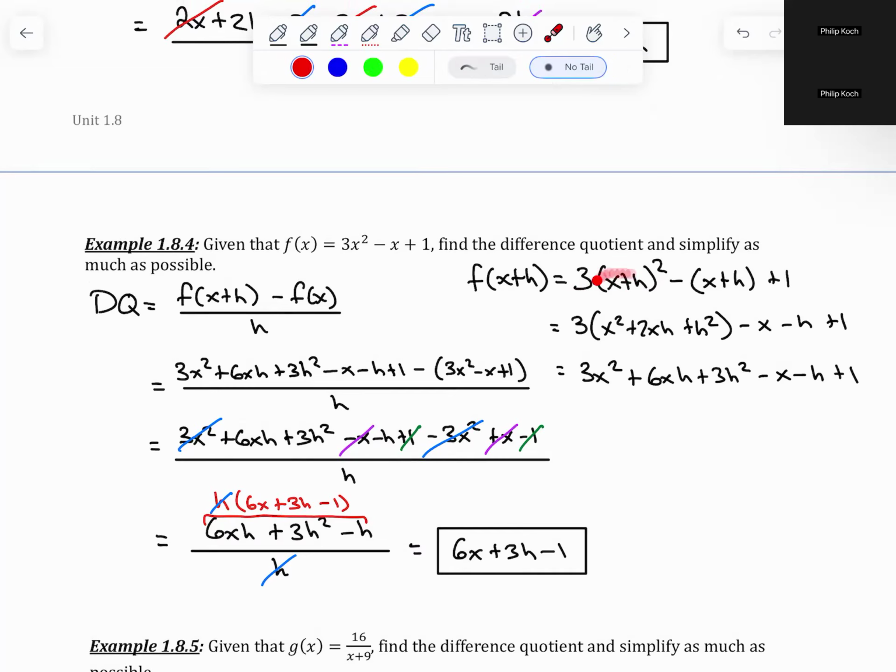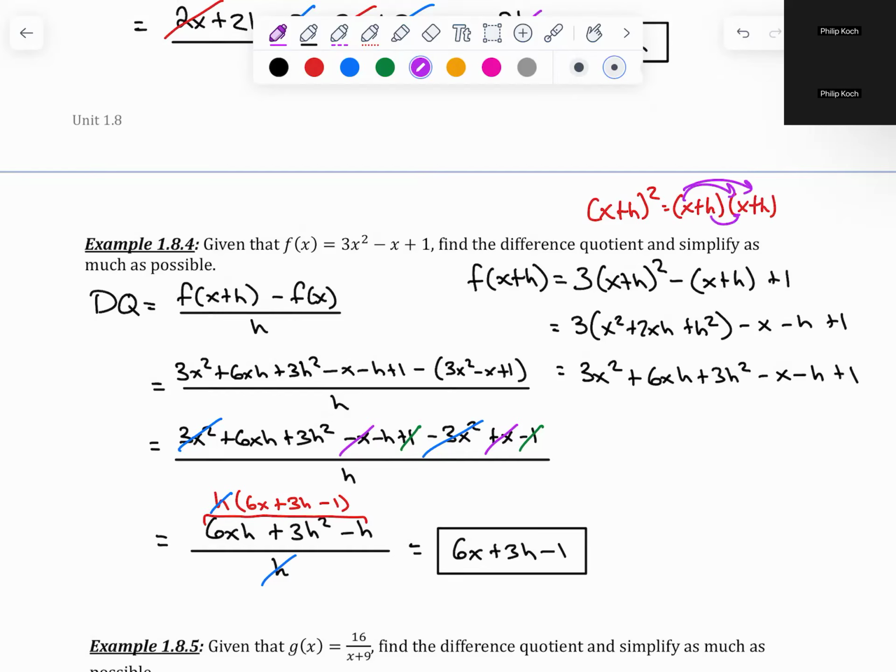Then we've got to FOIL this out because it's going to be x plus h times x plus h. And you can do that off on the side, if you'd like. x plus h squared, that's x plus h times x plus h. And so you have to do the distribution thing. First, outer, inner, last. And that's where I've got the 3x squared, the x squared plus 2xh plus h squared.